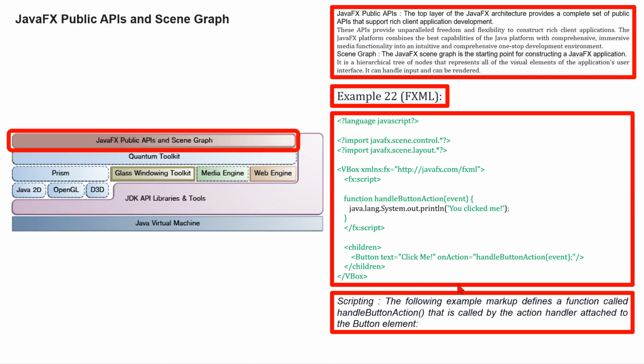Now we are considering scripting. The following example markup defines a function called handle button action that is called by the action handler attached to the button element. The JavaFX colon script tag allows a caller to import scripting code into or embed scripting within an FXML file. Any JVM scripting language can be used, including JavaScript, Groovy, and Clojure, among others.